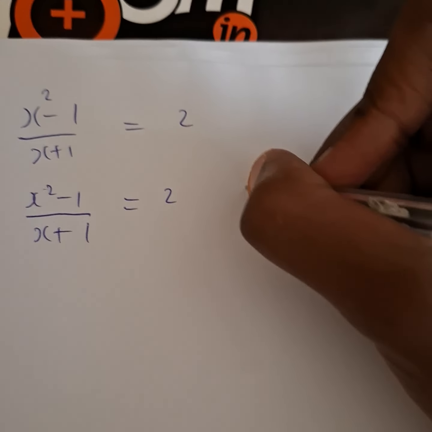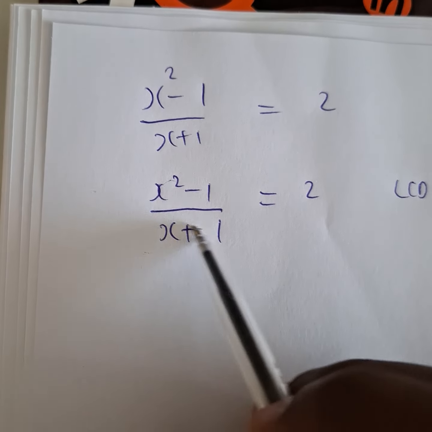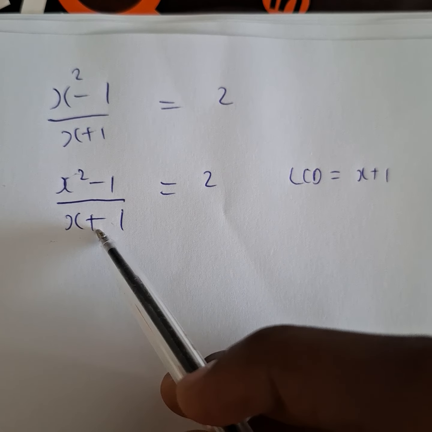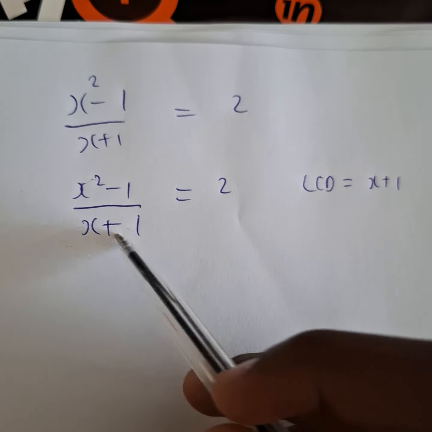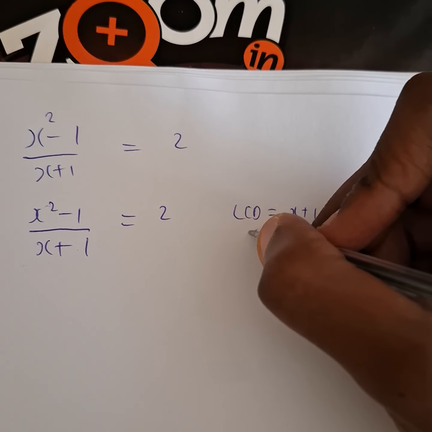First and foremost, we look for the LCD. The LCD in this case is x plus 1 because it is a denominator and it's already been factorized. We would factorize first if this denominator was not factorized. The LCD is x plus 1, that's the lowest common denominator.